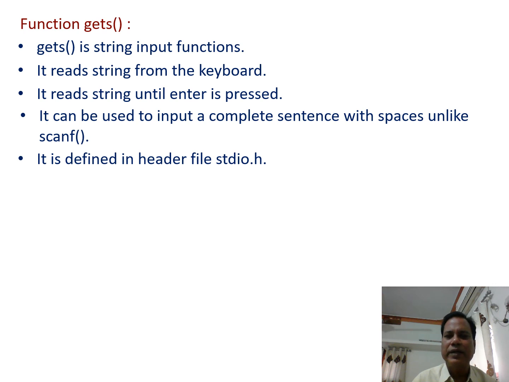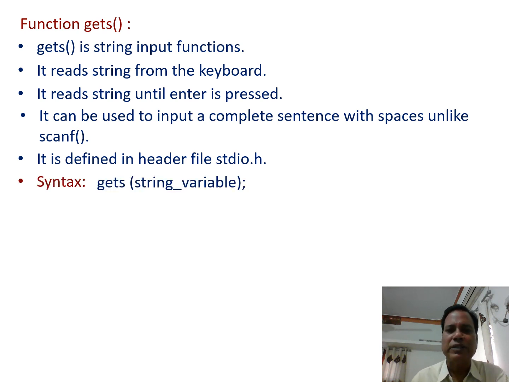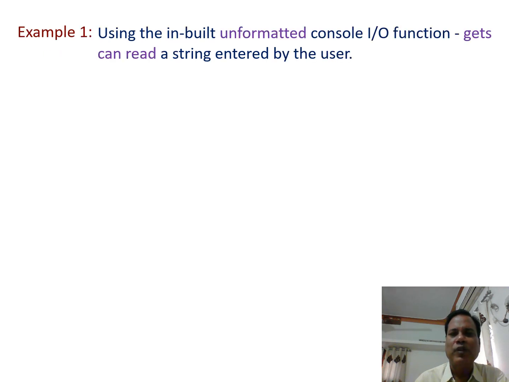It is defined in the header file stdio.h. This function is defined in this header file. The syntax of this is gets(string variable); with a semicolon. Now let us see the example. Using the inbuilt unformatted console input output function, gets can read a string entered by the user.